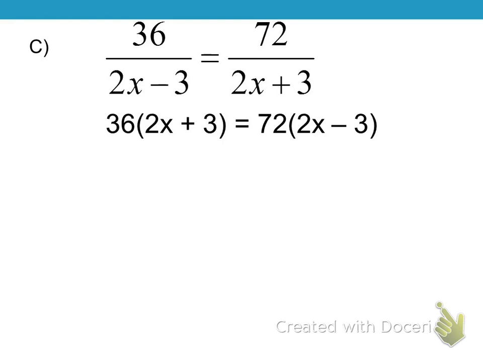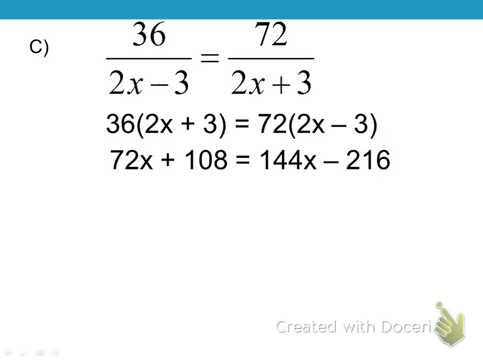All right, so you have to distribute. What's 36 times 2x? What is it? 72x plus, what's 36 times 3? 98? No, 108. Yeah, it'd be 108 because it'd be 9 and then you carry it. Yep. Okay, good. And on the right side, 72 times 2x gives us 144x, and 72 times 3 gives us 216.